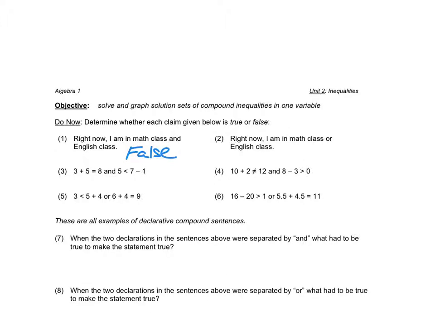Right now, I am in math class or English class. True. You're in one or the other. It just so happens you are in one of them, so it makes the sentence true.